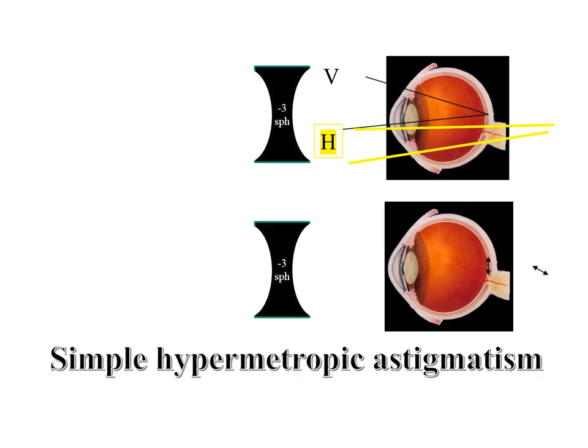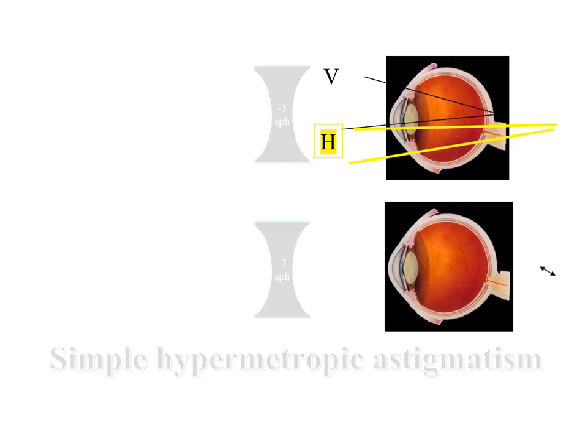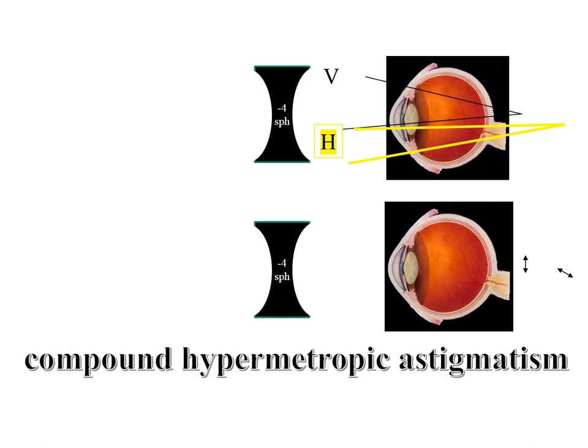With more myopic lenses pushing everything back, now we have one meridian on the retina, one meridian hypermetropic. This is simple hypermetropic astigmatism. And lastly, everything is back. This is compound astigmatism.